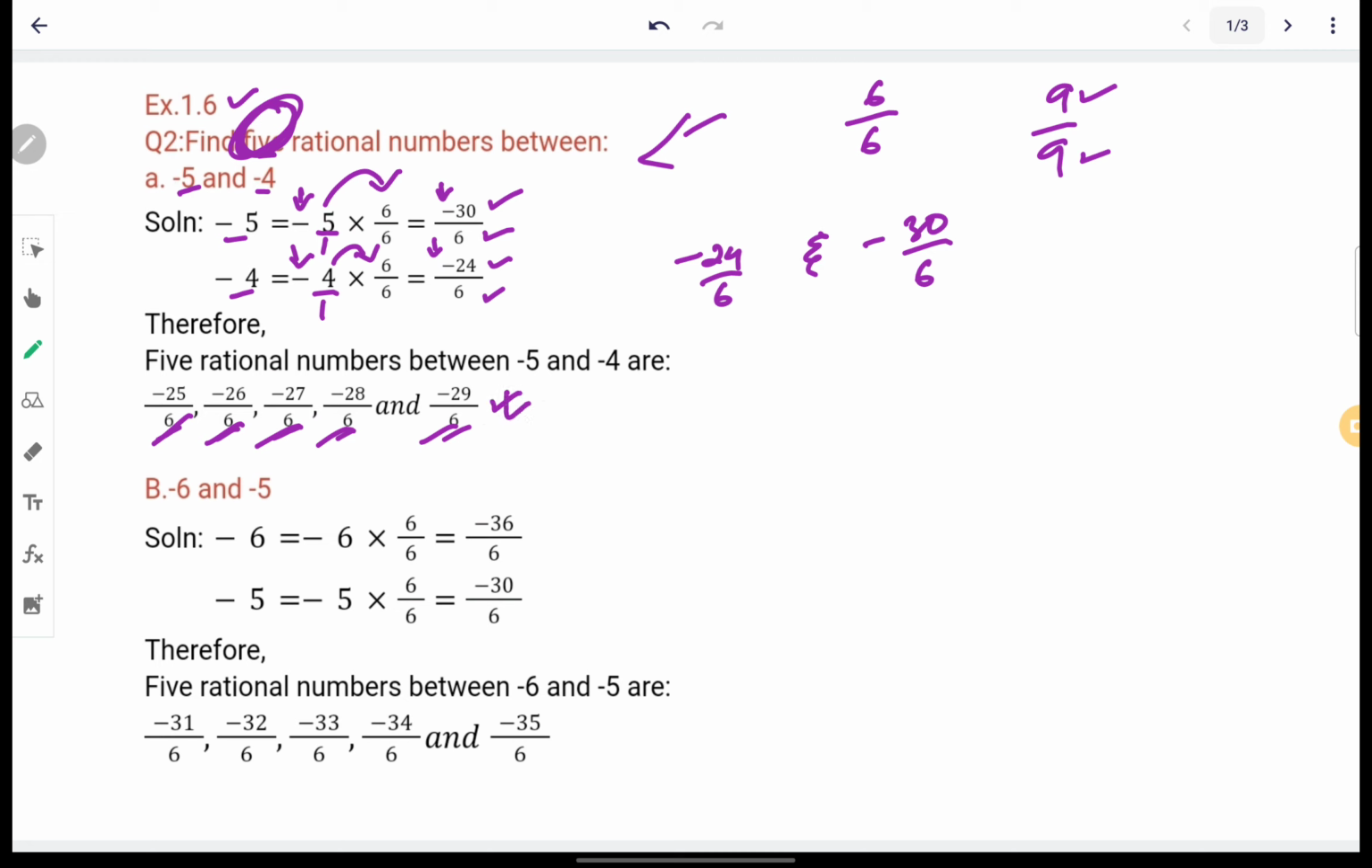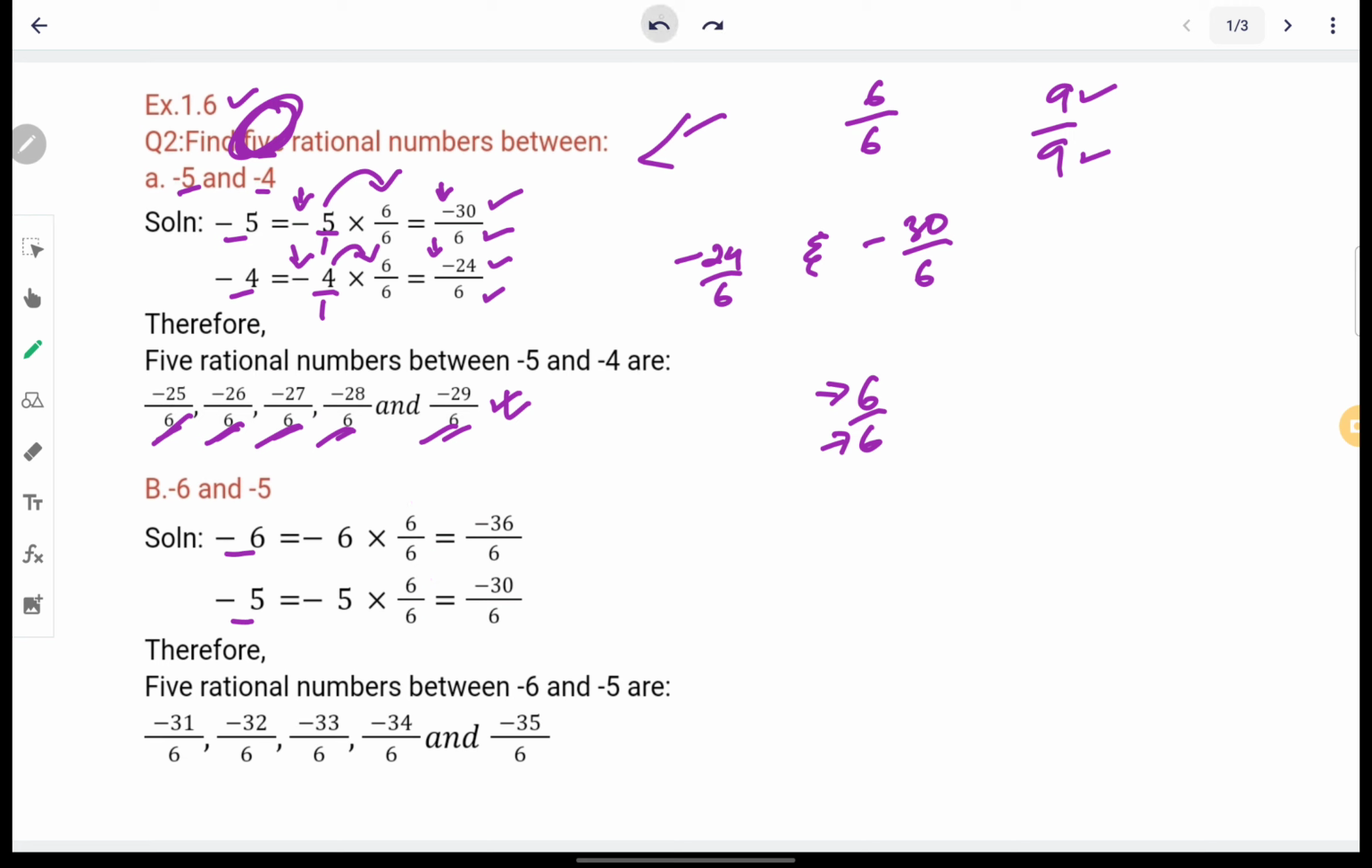All right, let's do one more. B, same thing again. Okay, we also find 5 rational numbers, so we have to take one extra, right? So it will be 6 by 6 multiplied by 6 and divided by 6. So let's start. So within the numbers minus 6 and minus 5, we multiply by 6 and divide by 6.